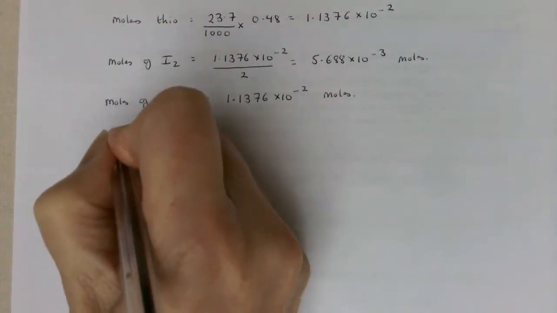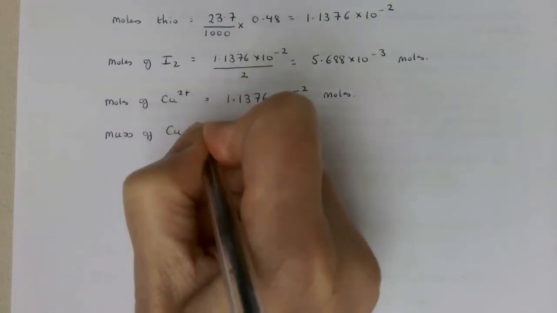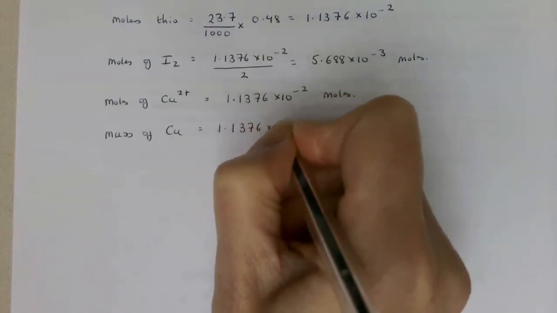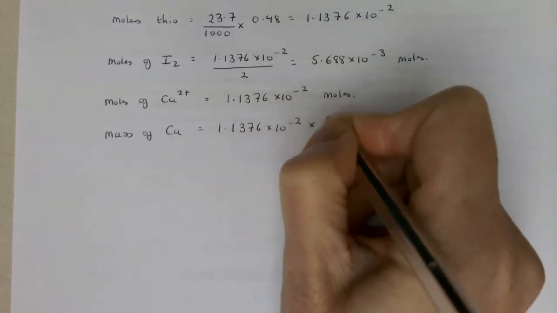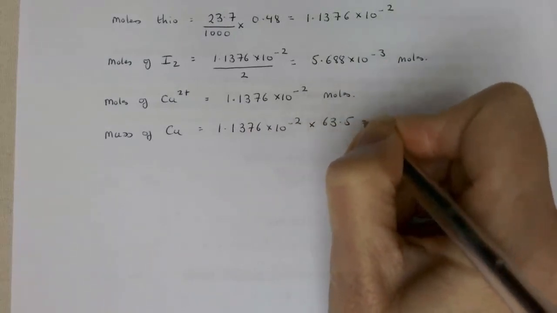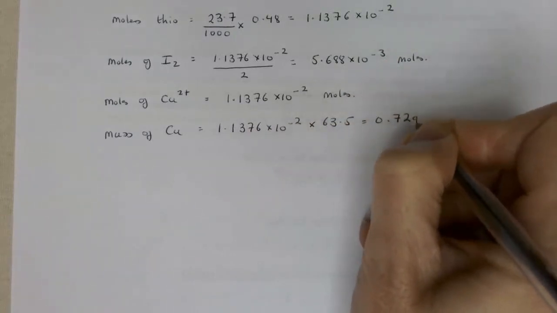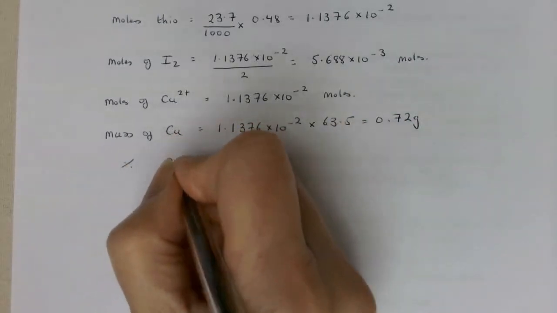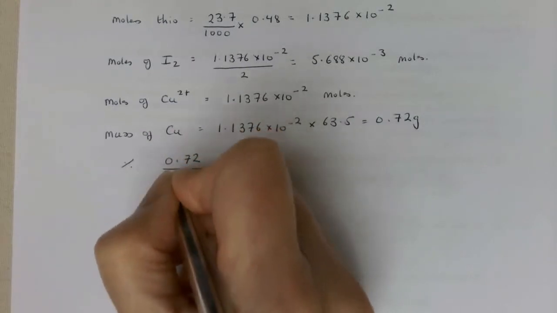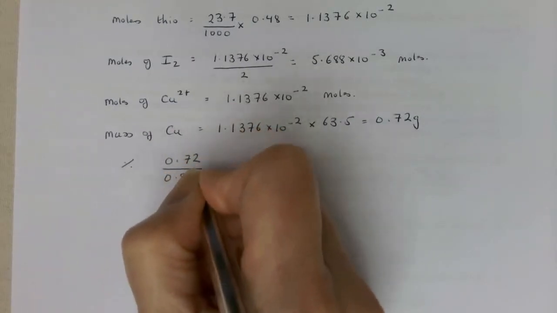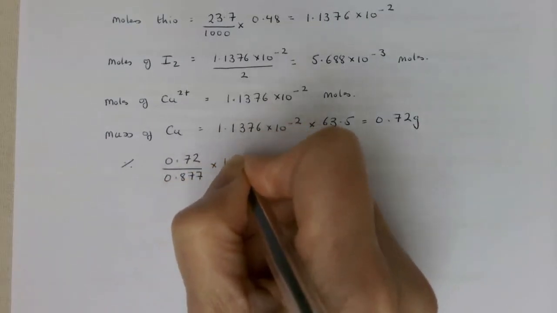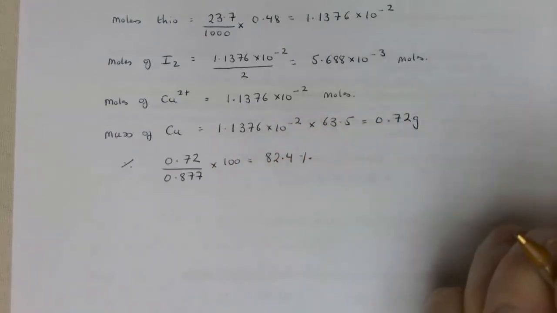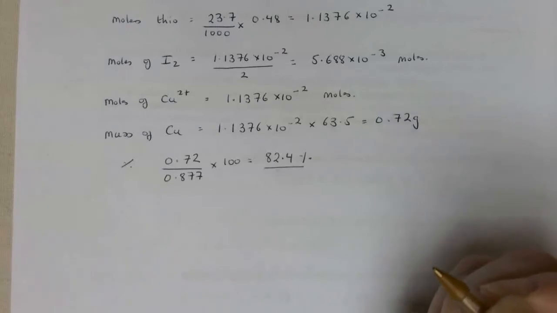So I can now work out the mass of my copper, and that's my moles, 1.1376 times 10 to the minus 2 times 63.5, and that gives me 0.72 grams. So the percentage by mass, 0.72 divided by 0.877 times 100, and that gets me 82.4% by mass. So that is my answer.